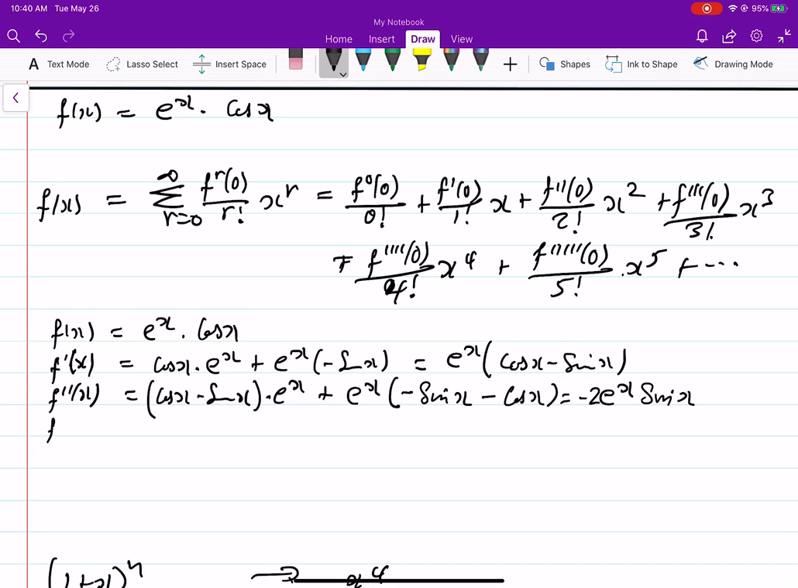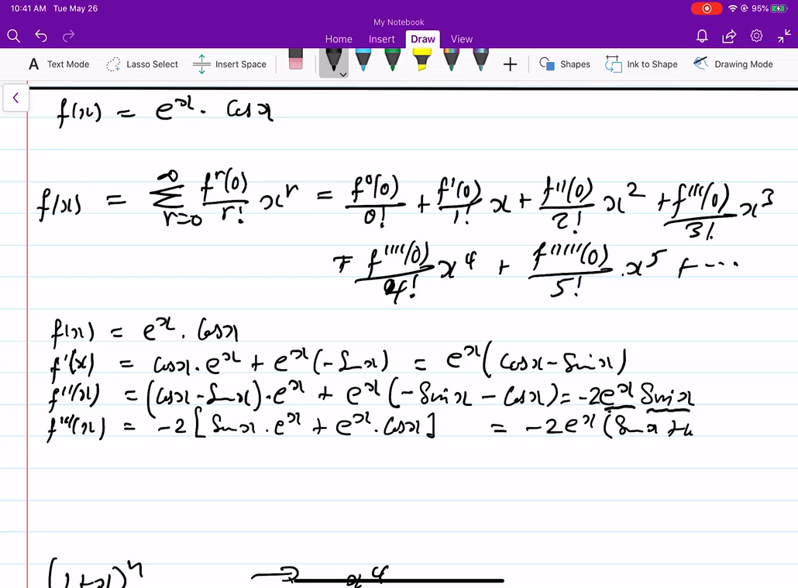F triple prime is equal to, I'll put the minus 2 on the outside. And this is my product, e to the x and sin x. So hold the second one fixed. Differentiate the first. Plus hold the first one fixed. Differentiate the second. Cos x, which ends up being minus 2 e to the x into sin x plus cos x.